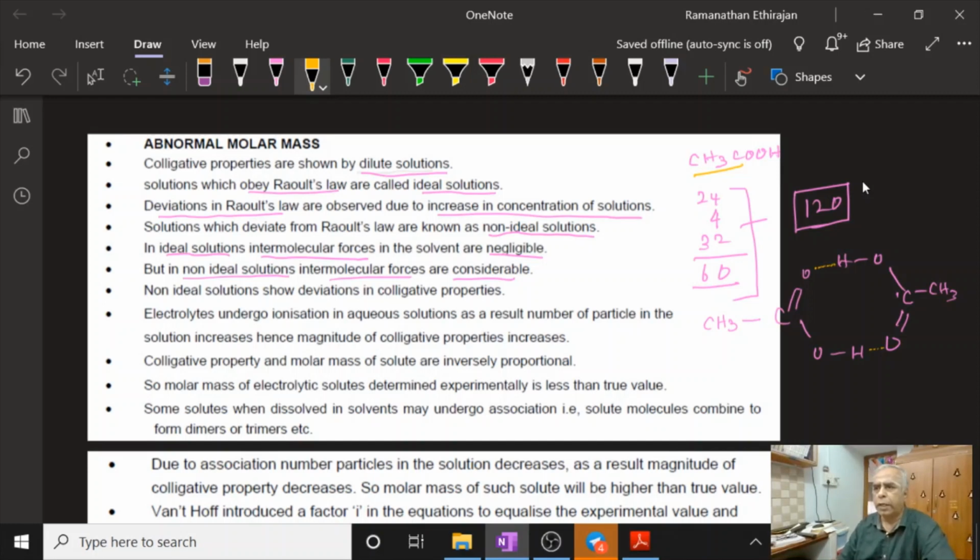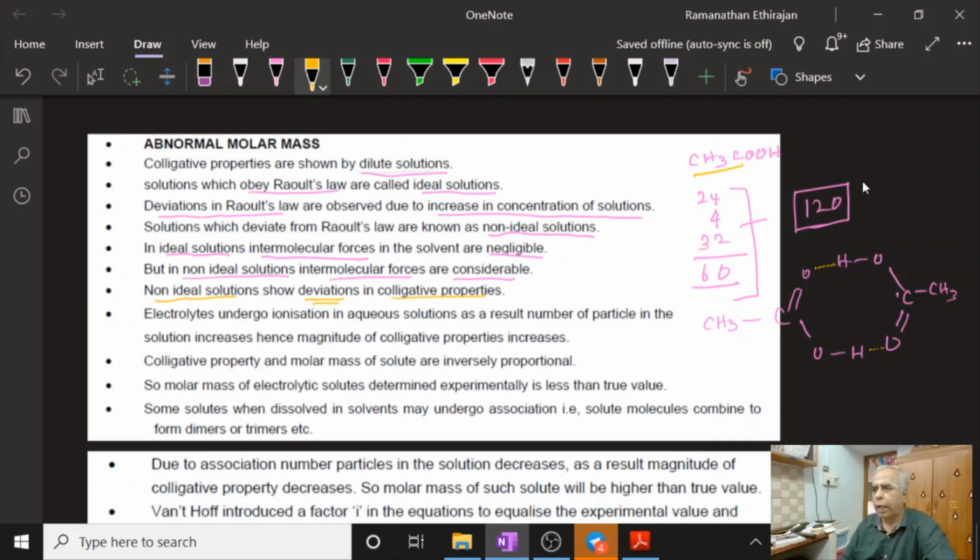So non-ideal solutions show deviations in colligative properties. Are you able to understand? So from this, acetic acid is a non-ideal solution. Why? Because there is an intermolecular force of attraction because of intermolecular hydrogen bonding.